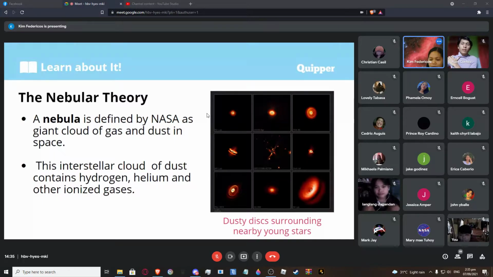So nebula is defined by NASA as a giant cloud of gas and dust in space. So according to this theory, the sun and all the planets began as a giant cloud of molecular gas and dust. So kaning interstellar cloud of dust and gas or the nebula basically contained hydrogen, helium, and other ionized gases. So mao na ang decompose sa ato ang nebula. We have the hydrogen, the helium, and other ionized gas.